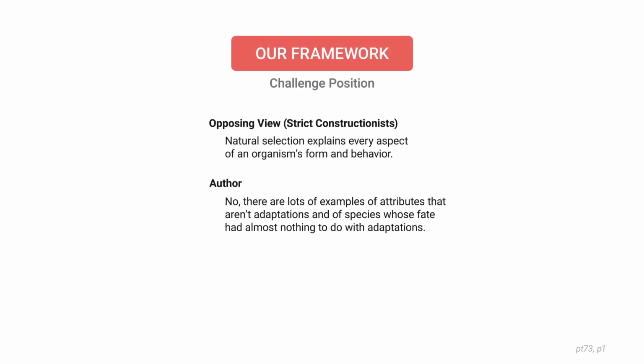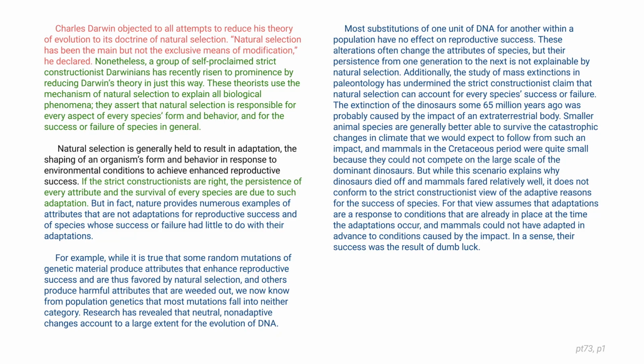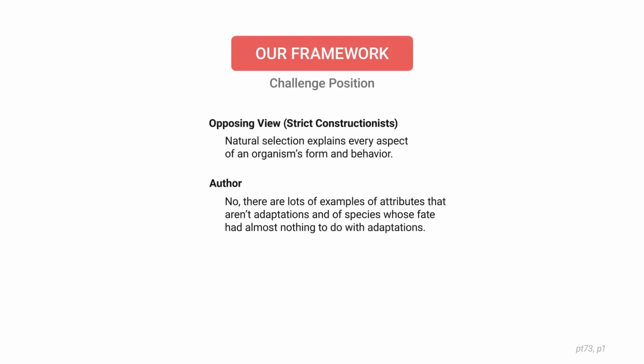When you look at the voices in the passage, we start with that Darwin voice. We pivot into the strict constructionist voice. We have that ambiguous, everybody believes this, it's generally held sentence. And then once you hit the end of the second paragraph, it's all author from there on. So our final framework with the fill-ins, the opposing view is that natural selection explains everything. The author's view is no, it doesn't.